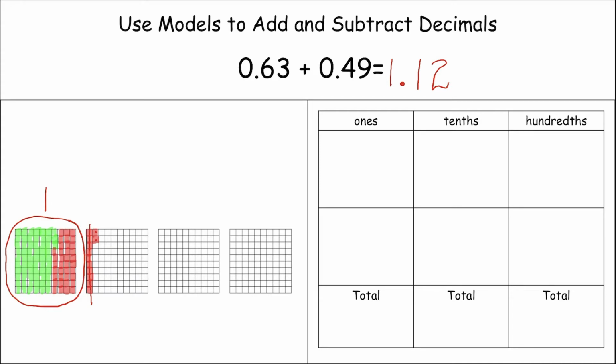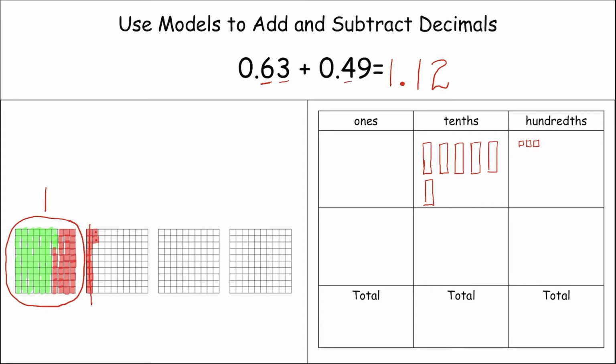And now I can show you using the place value models. We don't have any ones. I have 6 tenths. 1, 2, 3, 4, 5, 6. And I have 3 hundredths. 1, 2, 3.